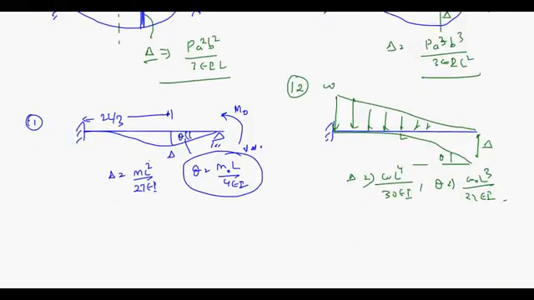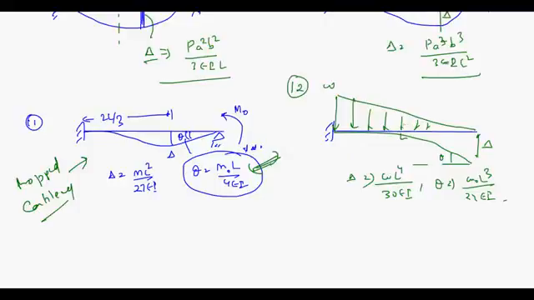In this case, the only important thing is this theta. This you should remember absolutely. M naught L upon 4 EI. It is a propped cantilever. So you should absolutely remember this M naught L upon 4 EI.